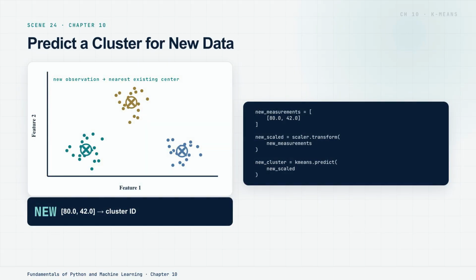After fitting, KMeans can assign a new observation to one of the existing clusters. The new data must use the same feature order and preprocessing as the training data. First, transform the measurements with the fitted scaler, then call the model's predict method. The return value is the numerical identifier of the nearest cluster. This is an assignment to an existing grouping, not a supervised prediction of a known correct label.